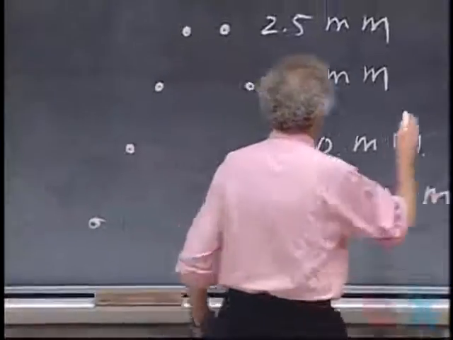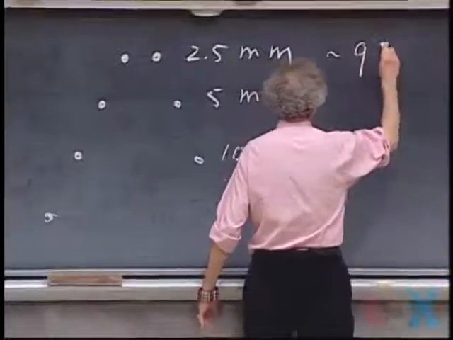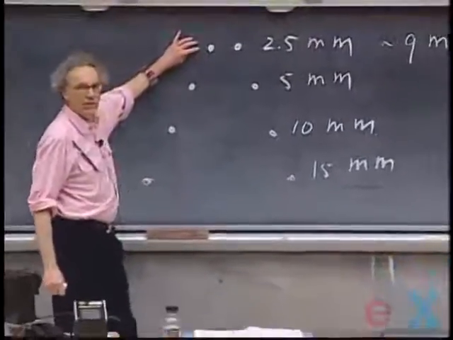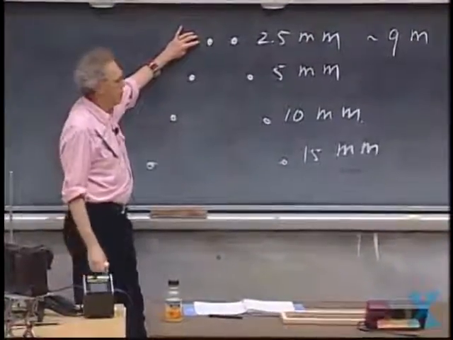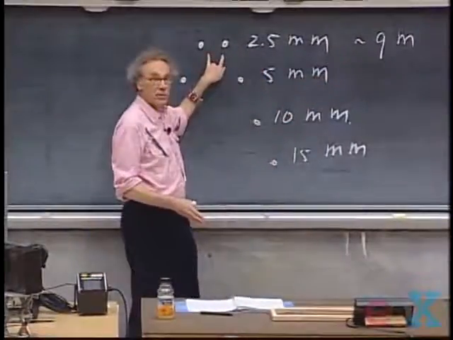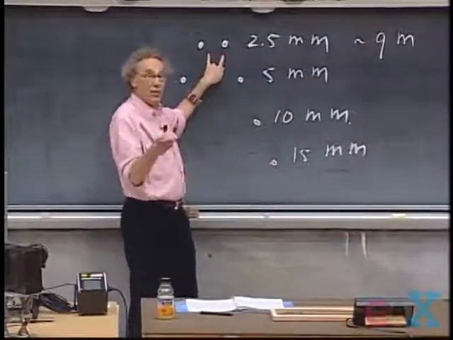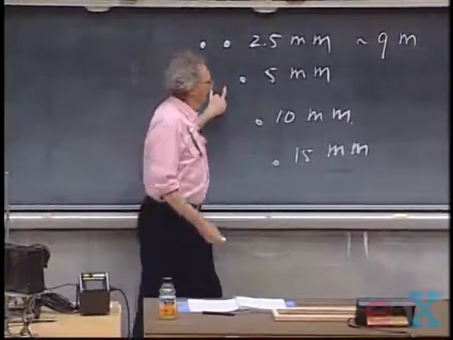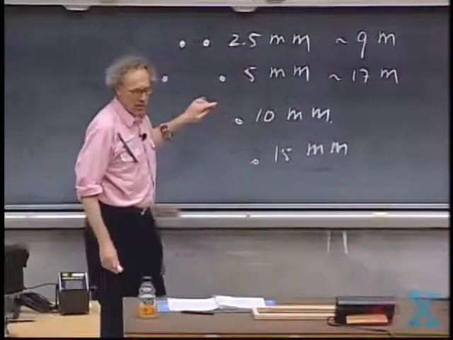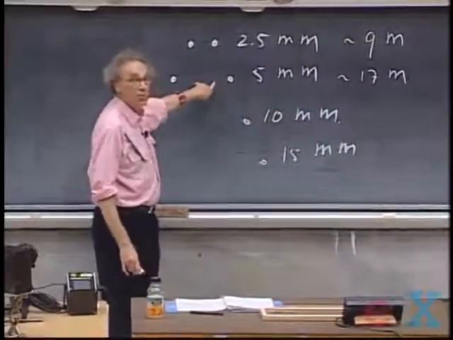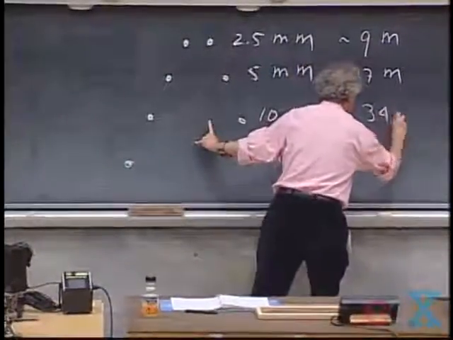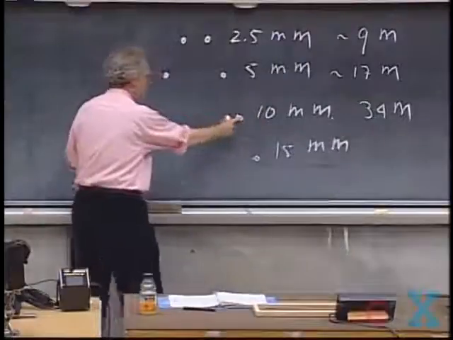That would mean that all students who are closer than 9 meters from me should be able to see this as 2 independent light sources. Those who are farther than 9 meters away from me will not see these as 2 sources. If they did, their angular resolution would be better than 1 arc minute. And all students who are closer than 17 meters will be able to say, yeah, I see these as 2 sources. And all students who are closer than 34 meters should be able to say, yeah, I see these as 2 sources.